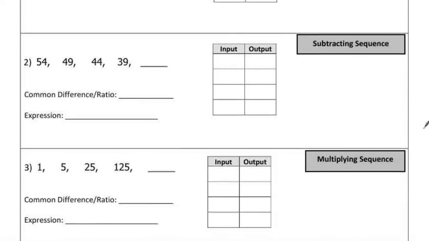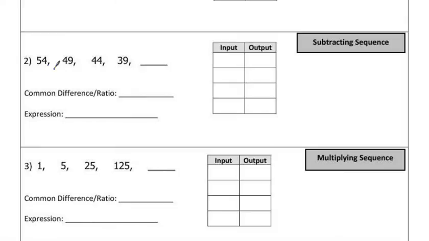The second one is the subtracting sequence. So we can see that the numbers are getting smaller. They're getting smaller by a little bit. So we're going to use our input-output table. We have 54 as our input, and then we're going to output 49. And then 49 is going to slide to here. 49 is our new input, and then our output should be 44. And we're going to slide that.